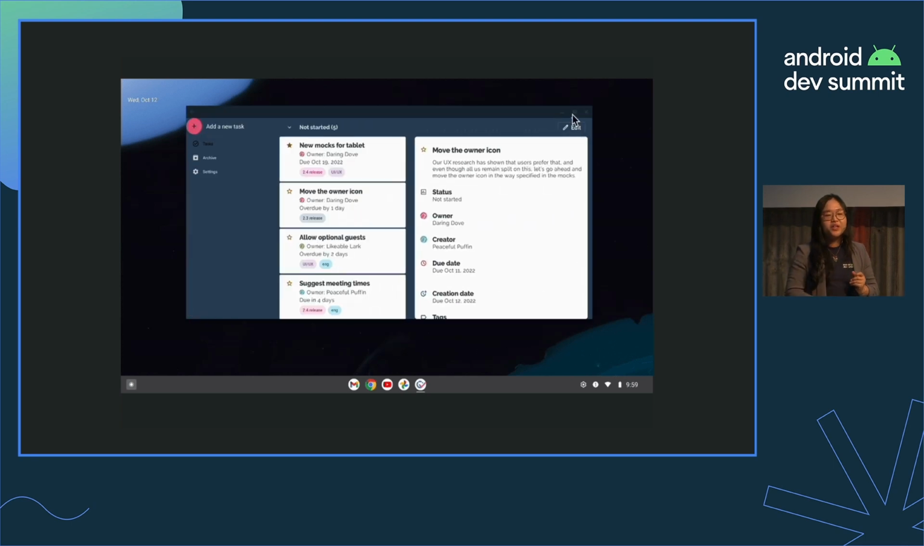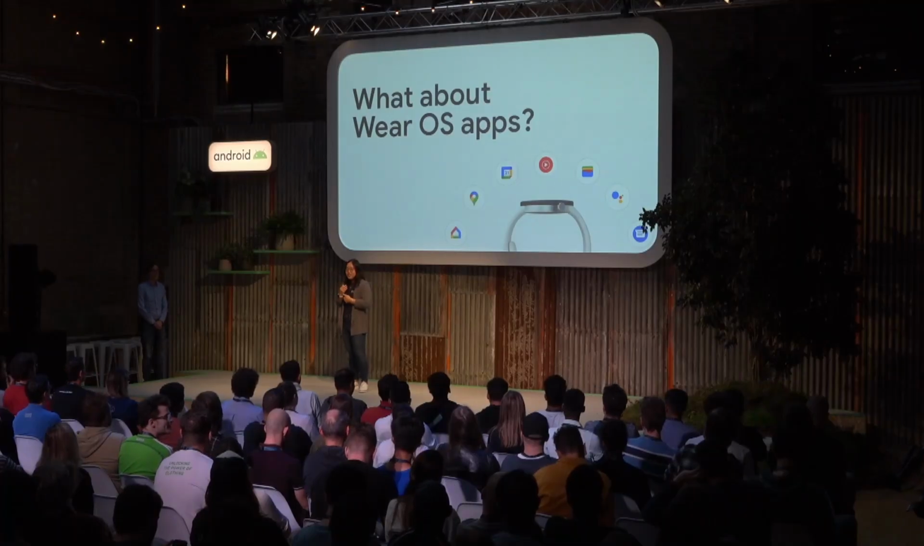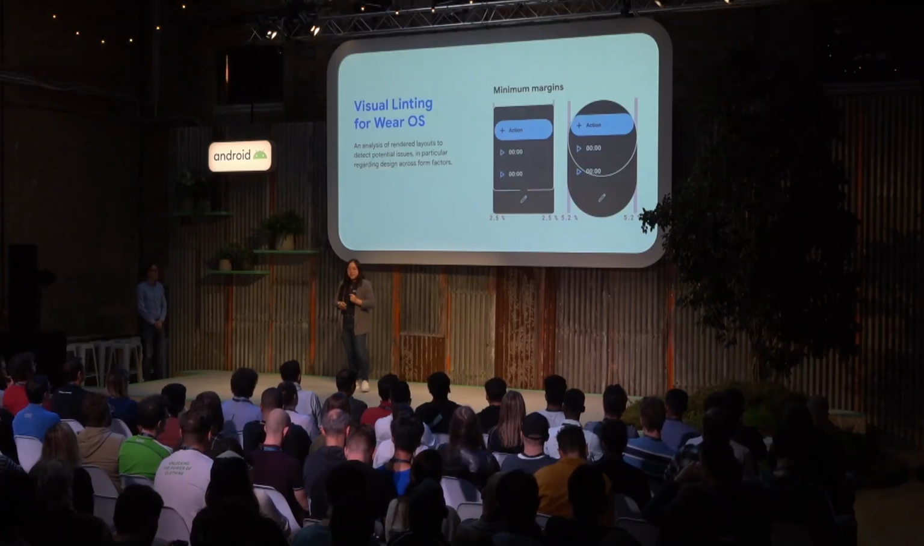Now, you may also be wondering, what about Wear OS apps? Especially now that we have this shiny new Pixel Watch. Actually, building Wear OS apps has never been easier with Android Studio. You can now leverage a lot of what you just learned about building adaptive apps into building for the wrist. So let's take a look.